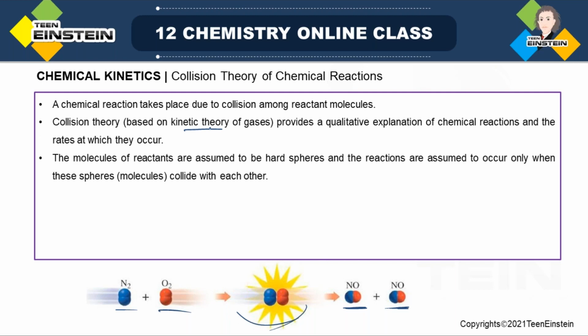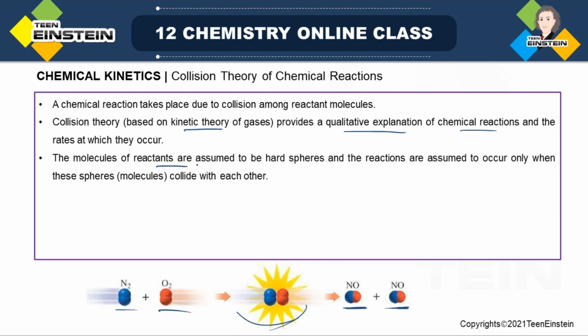Now this collision theory is basically based on kinetic theory. Why are we discussing it? Because it can provide us a qualitative explanation. See, it is qualitative, it is not quantitative. Qualitative explanation for chemical reactions and the rate at which they occur. So how is collision related to the rate of the reaction? That is, if the rate is high, what type of collision is responsible? If the rate is low, what type of collision is responsible? All this explanation we can get from collision theory.